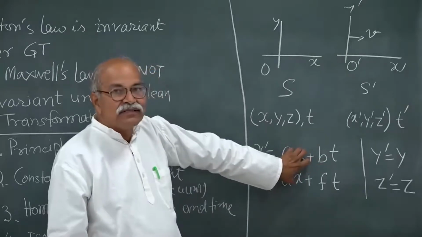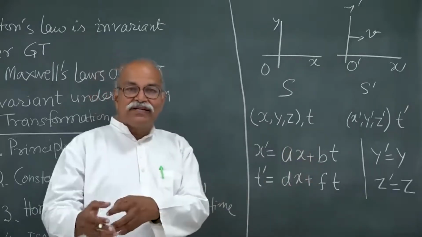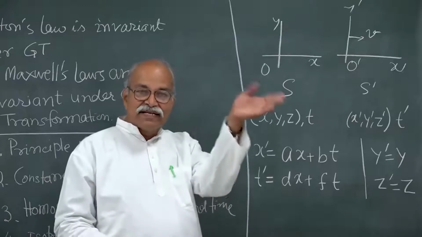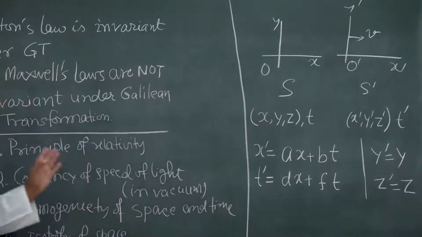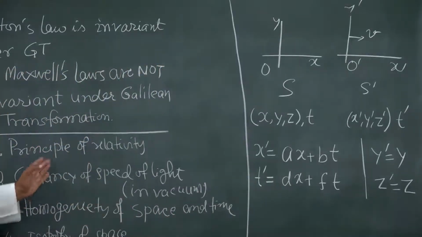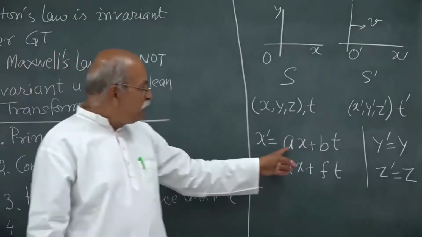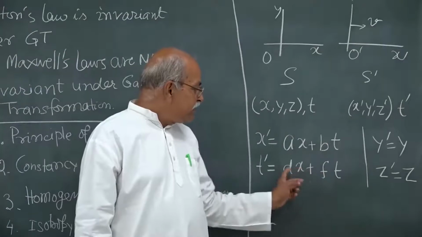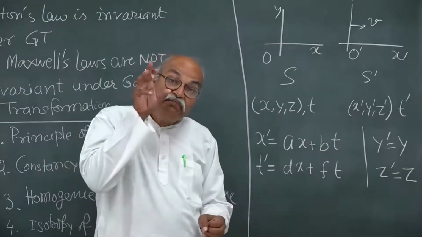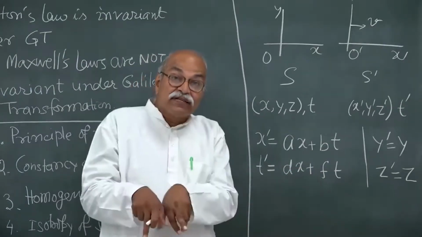And for that we will be considering certain special kinds of events, and then we will use this to find the location and time of that event here and there, and use this principle of relativity and constancy of speed of light and isotropy of space to derive a, b, d, f for those very specific events that I will be choosing.